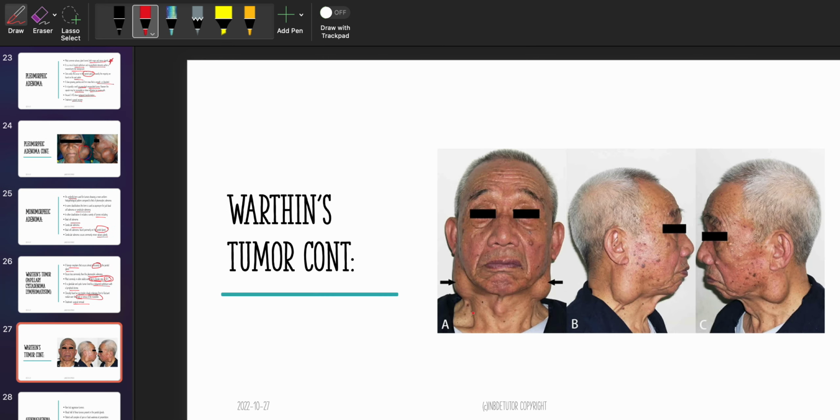Again, I have this picture. Here it is the male. It occurs in males, and the ratio is 10:1.